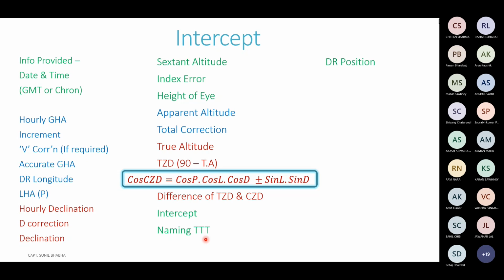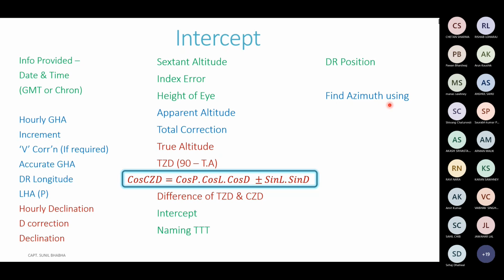Naming is required to plot the position line. Later on, when I show you the diagram, it will become clear to you how the naming is used in plotting the PL. So once we obtain the intercept, the next step in the calculation is to obtain the direction of the position line. And as we know, in celestial navigation, the direction of the PL is always perpendicular to the azimuth of the body. So we find the azimuth of the body now in the next step.